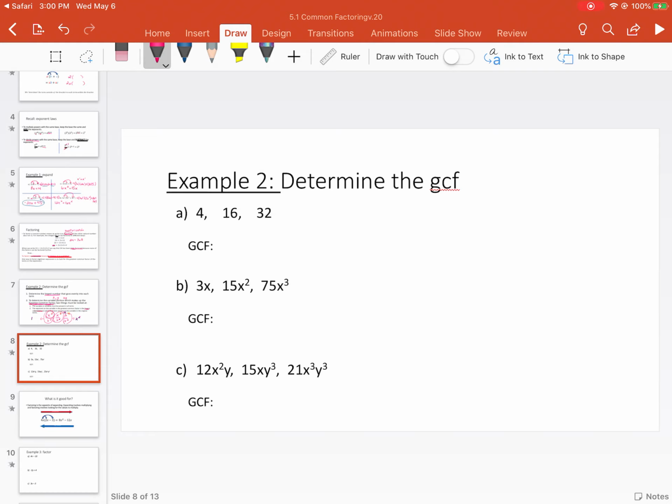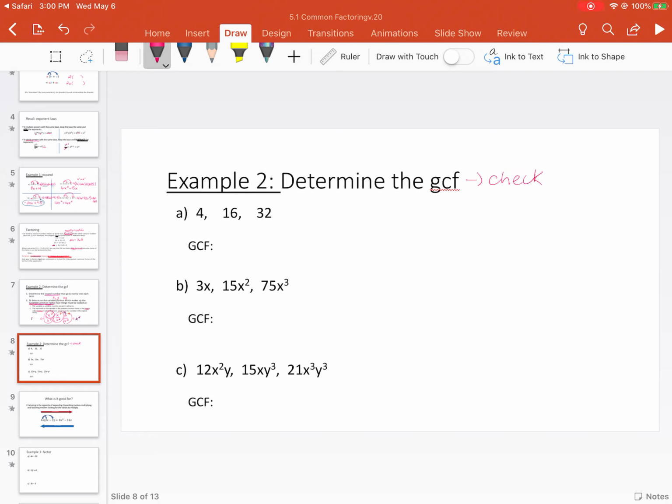To be honest, eventually when we get into more complicated questions, you're always going to look for the greatest common factor first, always. Okay, and the good news is you can actually check, so then you can check that you've done it right.